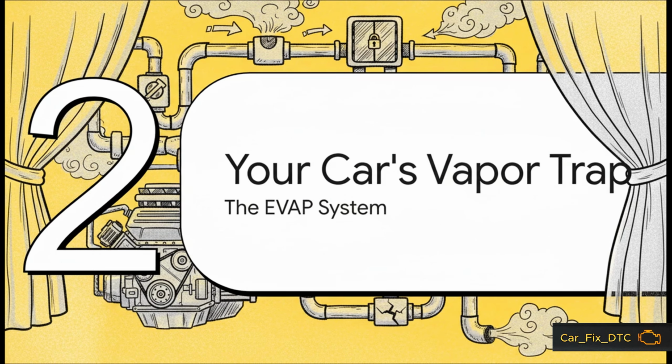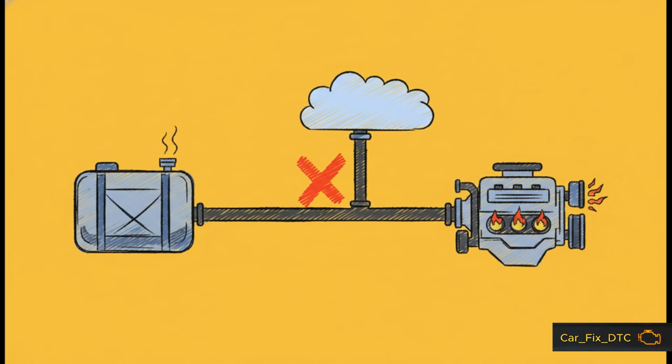Now, to understand the leak, we first have to understand the system it's coming from. It's called the Evaporative Emission Control System, or for short, the EVAP system. The easiest way to think of it is like your car's own high-tech vapor trap. Its job is actually pretty simple, but it's really crucial. You see, gasoline naturally creates vapor inside your fuel tank. Now, instead of just letting those polluting fumes escape into the atmosphere, the EVAP system captures them. It holds onto them, and then, once the engine is running, it feeds them right into the engine to be burned off cleanly with the rest of the fuel.